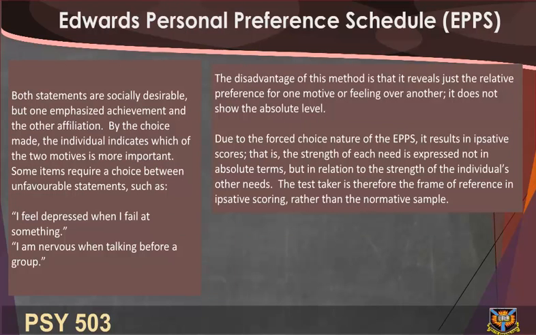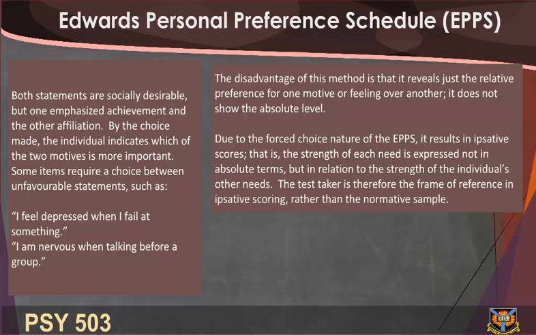Both statements are socially desirable, but one emphasizes achievement and the other affiliation. By the choice made, the individual indicates which of the two motives is more important. Some items require a choice between unfavorable statements such as: I feel depressed when I fail at something. I am nervous when talking before a group.